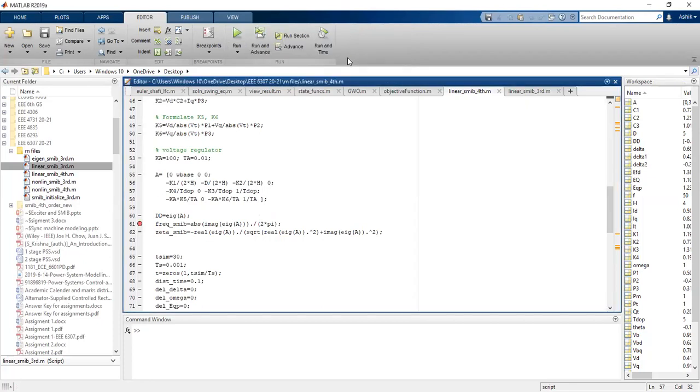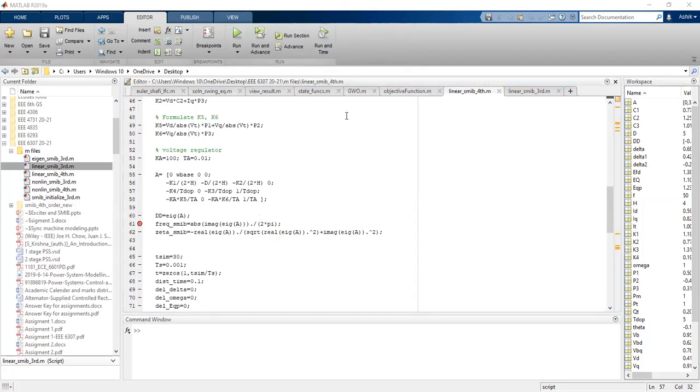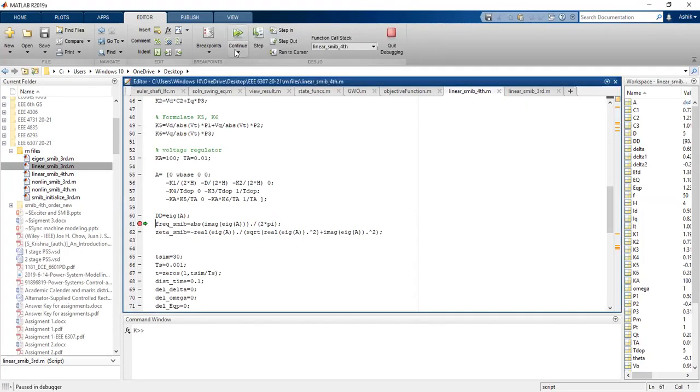before running, let's quit it. Okay, if we run it, this is our eigenvalue. So now, can you see the four eigenvalues? Yes, sir. Okay. So is it stable or unstable?